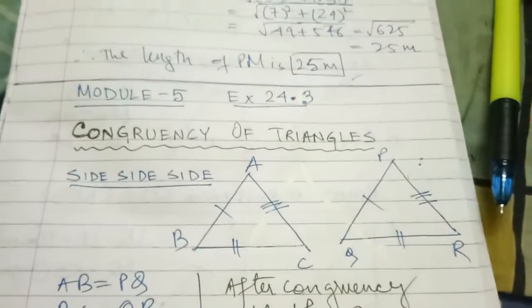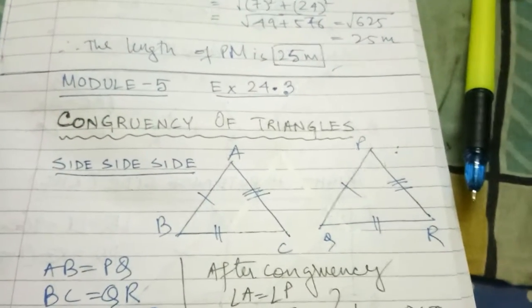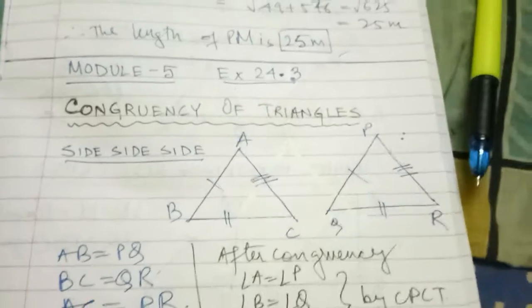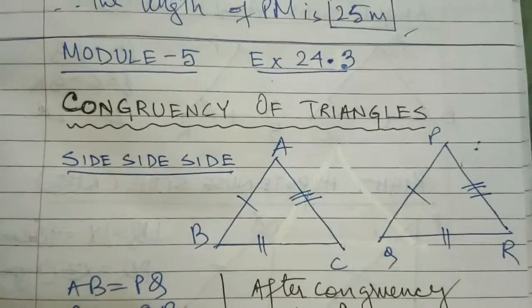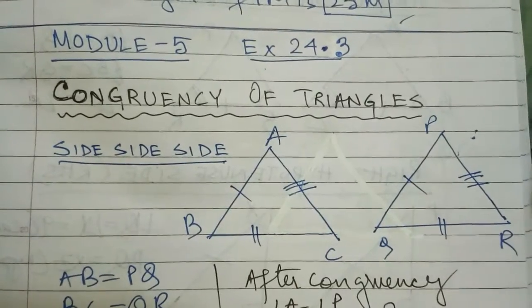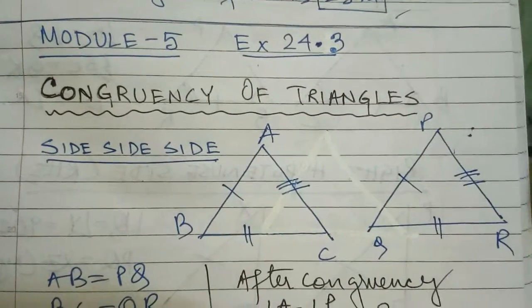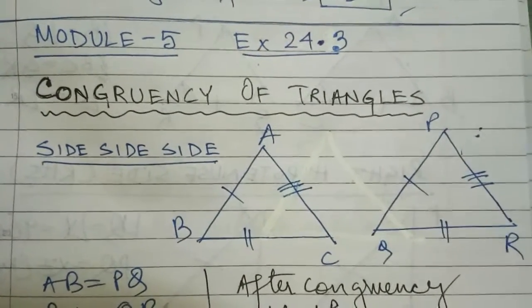Today we will start with congruency of triangles, that is exercise 24.3. Some sums I've done from exercise 24.2 and you have given some homework also. Today I'll give 2 or 3 sums homework from exercise 24.2.